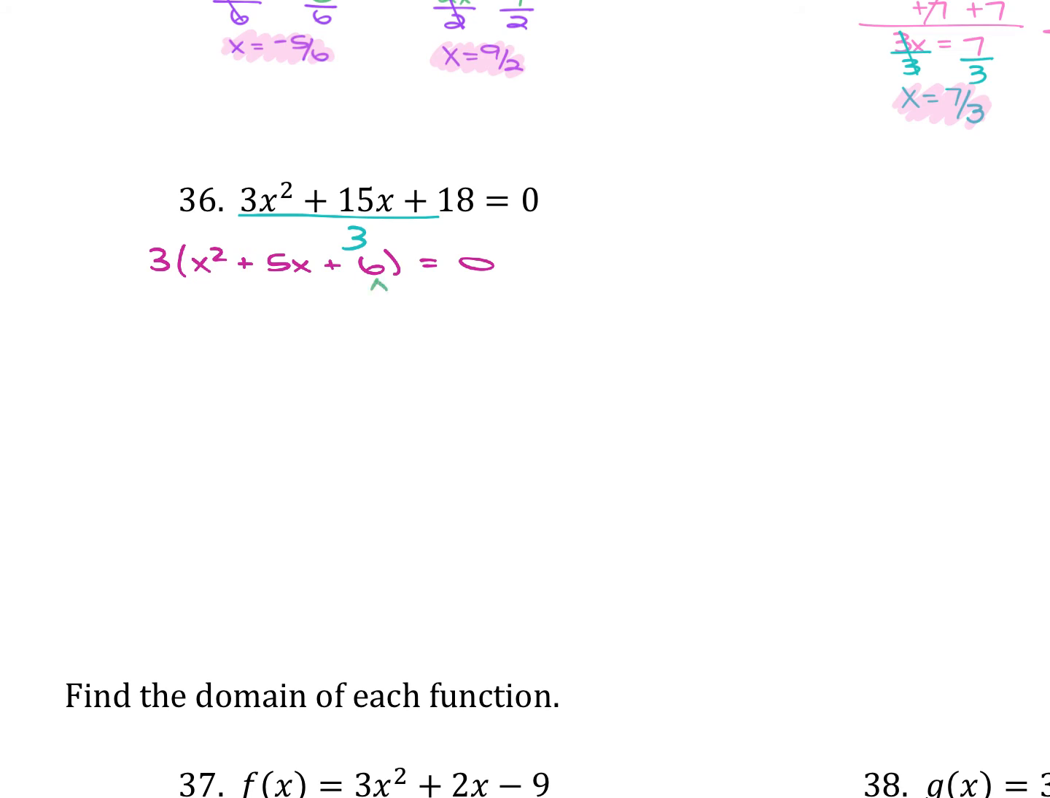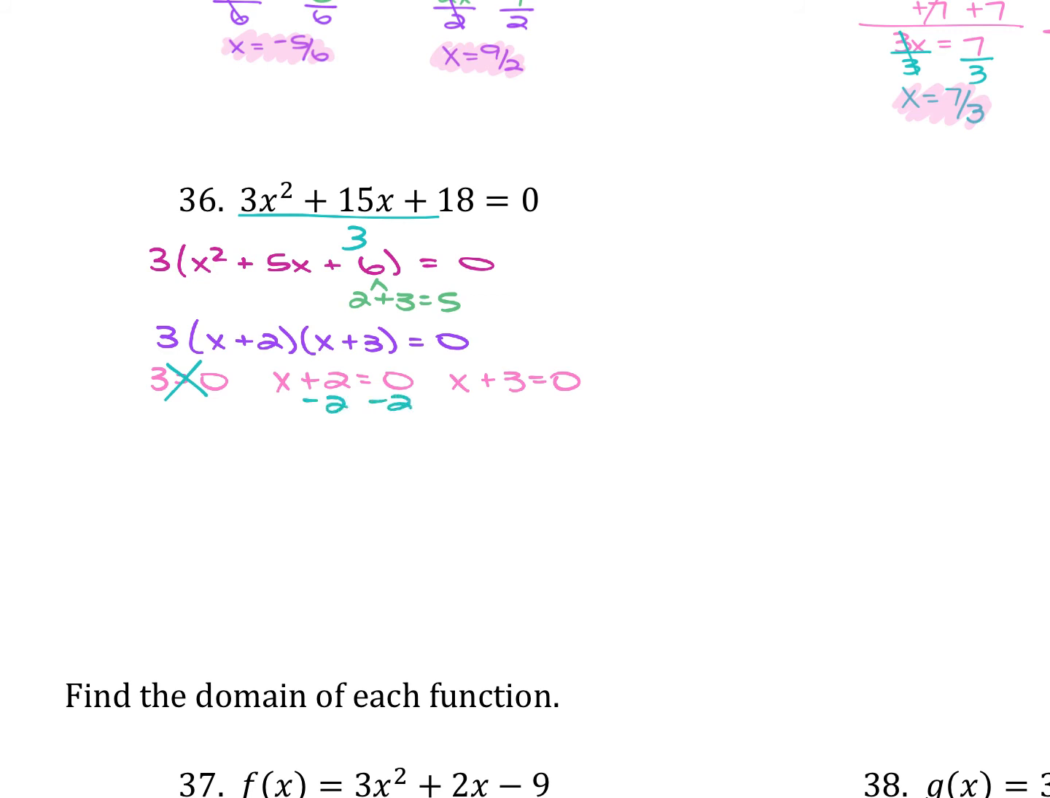Your factors of positive 6 that add up to be 5 are positive 2 and positive 3. So this factors to be 3 times x plus 2 times x plus 3 is equal to 0. Set every part equal to 0 now and solve. That 3 is equal to 0. It's a false statement. Get rid of it. Don't worry about it.